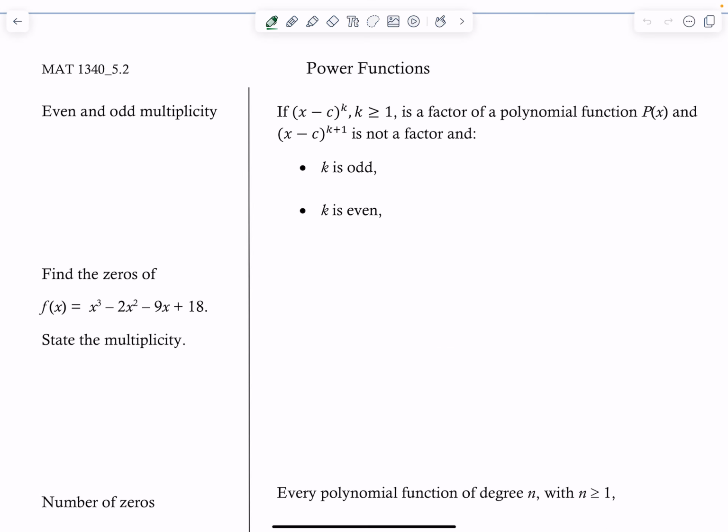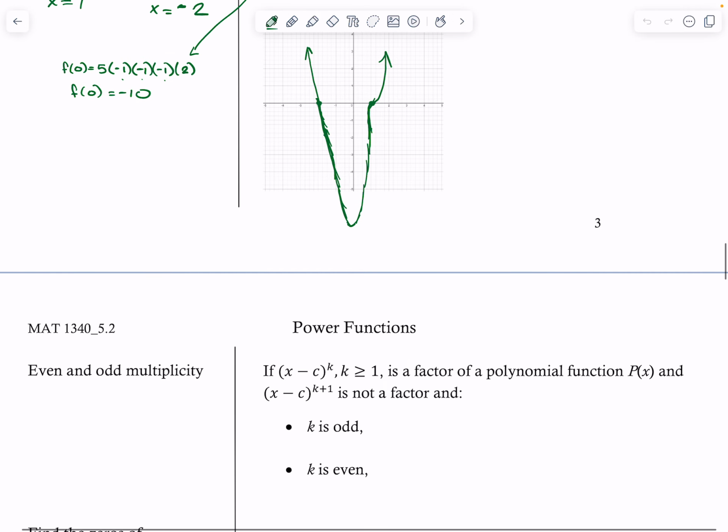Welcome back. These are the section 5.2 notes, power functions. This is page 4. So let's talk about multiplicity. We just looked at that a minute ago.